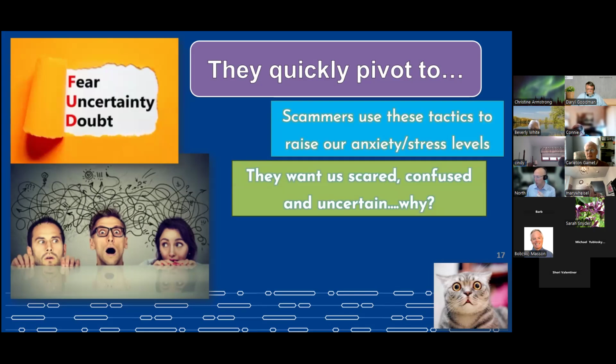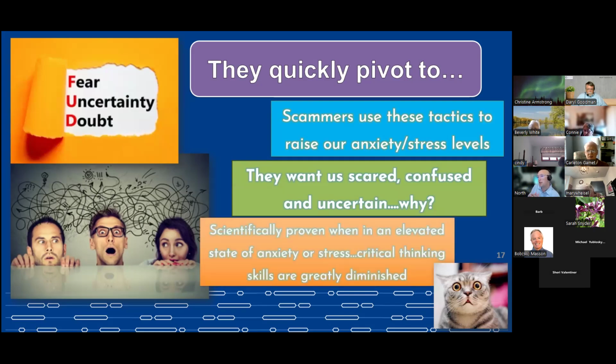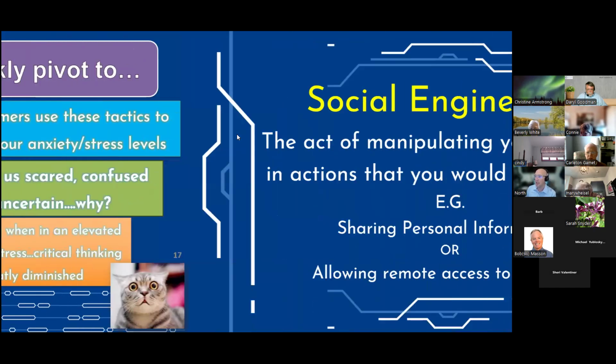Why? Great question. Because it's scientifically proven that in an elevated state of anxiety or stress, critical thinking skills are incredibly diminished. That's when we start making decisions we normally wouldn't, because our ability to critically think goes down the higher the stress level we're under. And Anxiety Kitten here absolutely confirms that. So understand that these are tactics and tools that they're going to use against you: fear, uncertainty, and doubt.